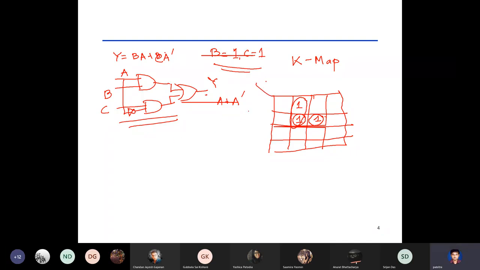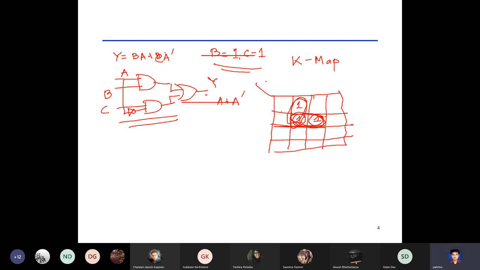Maybe I should have done. But anyway, let me explain. I think you have already covered this. So you look at 2 adjacent 1s, and suppose this realization corresponds to these 2 prime implicants. It has these 2 prime implicants.